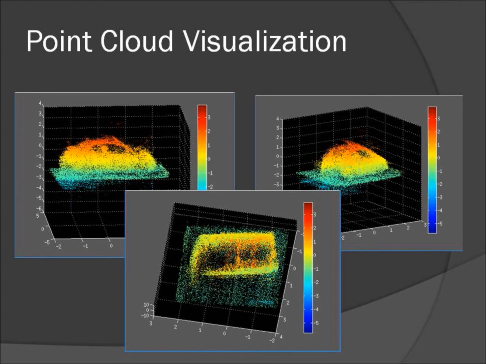The left one is the side view, the middle one is the top view, and the right one is also the side view. The point cloud is important to the classifier because point clouds contain a lot of information that a 2D image doesn't have, such as the angle of a car and the depth of a car.